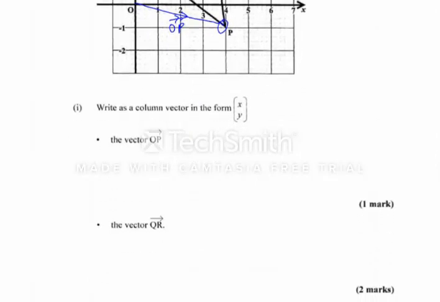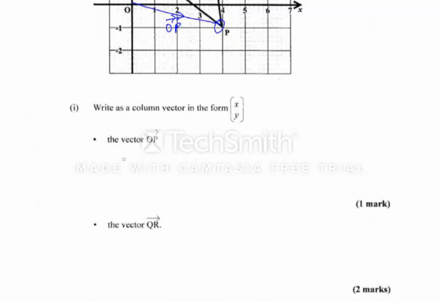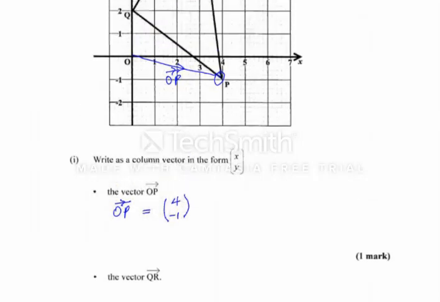In column matrix form, the position vector OP: if you remember anything about position vectors, the coordinate and the position vector are the same. So you have to go 4 right, so that's 4, and 1 down, so that's minus 1. So P is the point (4, -1), and the position vector OP is the vector (4, -1). The coordinate and the vector have the same numbers in them.